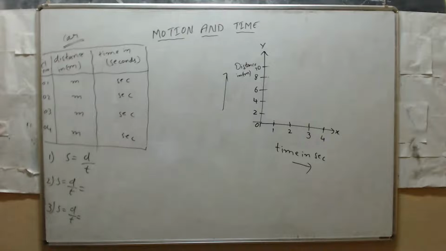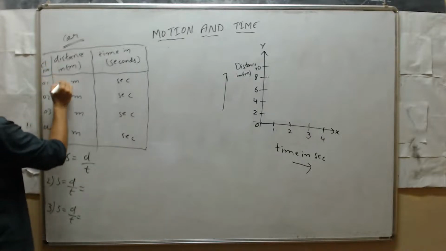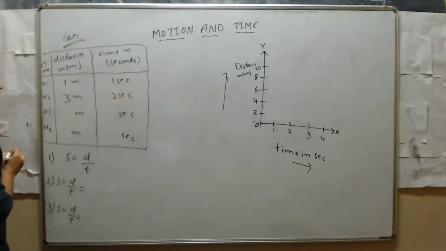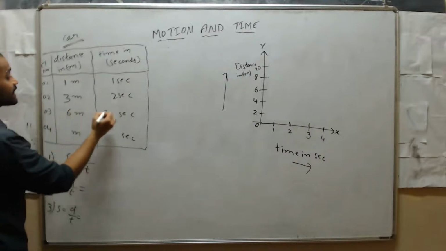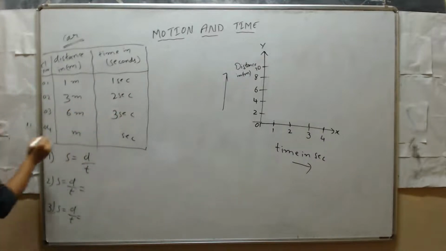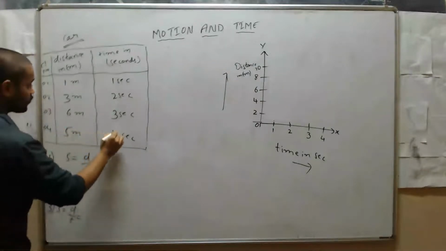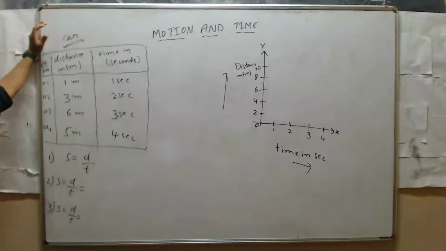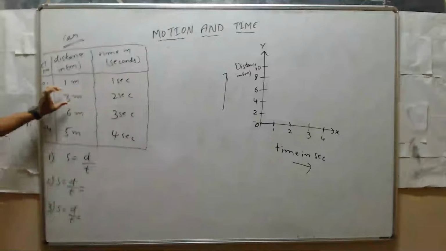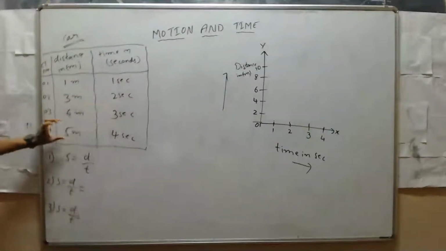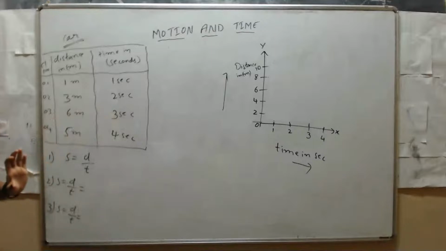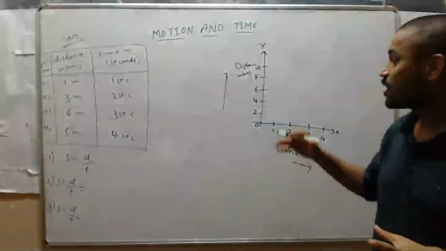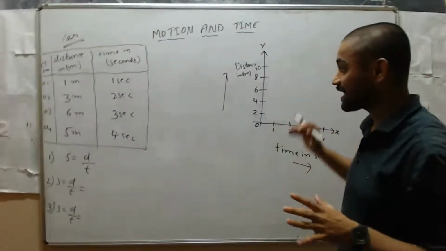If a car travels 1 meter in 1 second, 3 meter in 2 seconds, 6 meter in 3 seconds, and 5 meter in 4 seconds. This is the question, students. Now find out what type of motion it is. On the graph, we have to plot that.